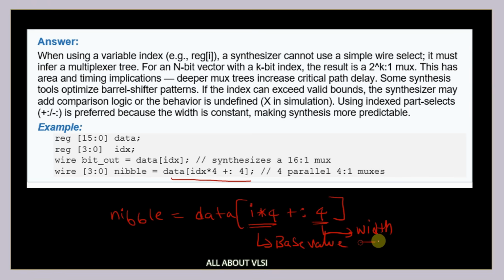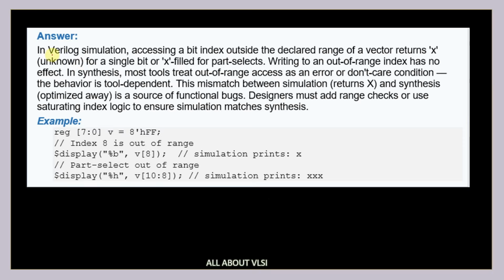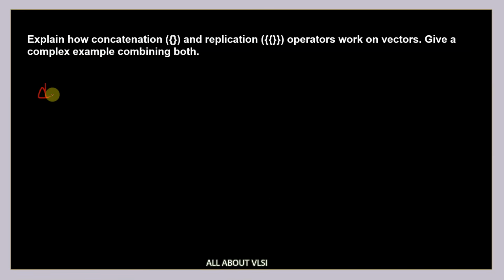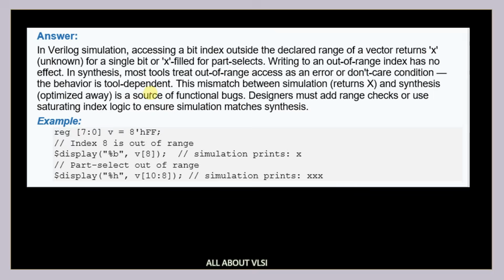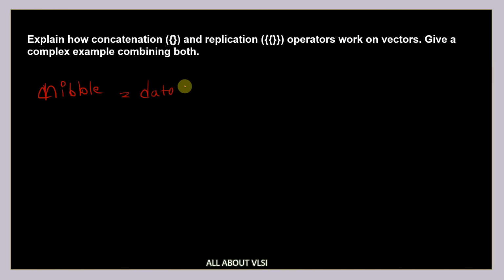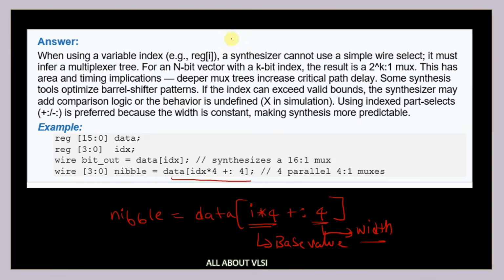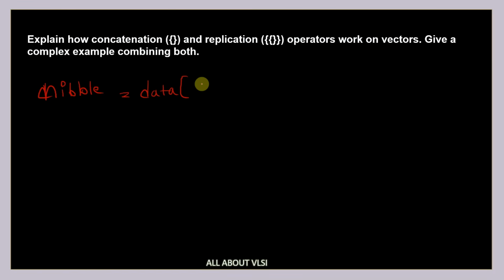So what do I mean by this? Let's explore this. Here, what I'm going to write is nibble is equal to, and this will be written inside your for loop again. Nibble is equal to data of I into 4 plus colon 4.